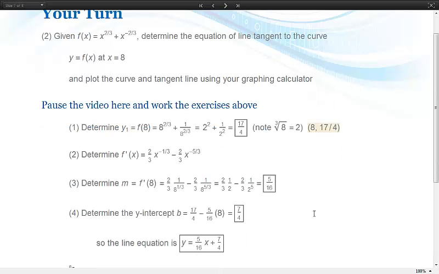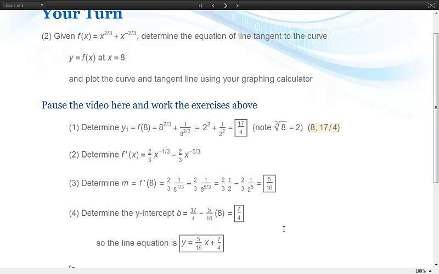We find the y-intercept in the usual way. We take the y value minus m times the associated x value, so 17/4 minus 5/16 times 8, that's actually 5/2, and we do that arithmetic with a little care. We see that the y-intercept is 7/4. So the line equation is y equals mx plus b, y equals 5/16 x plus 7/4.